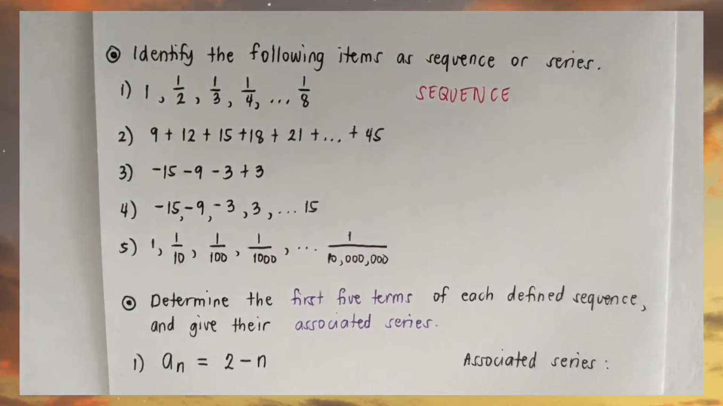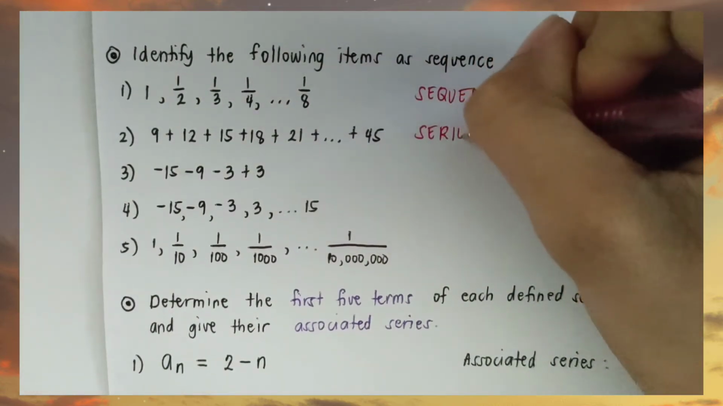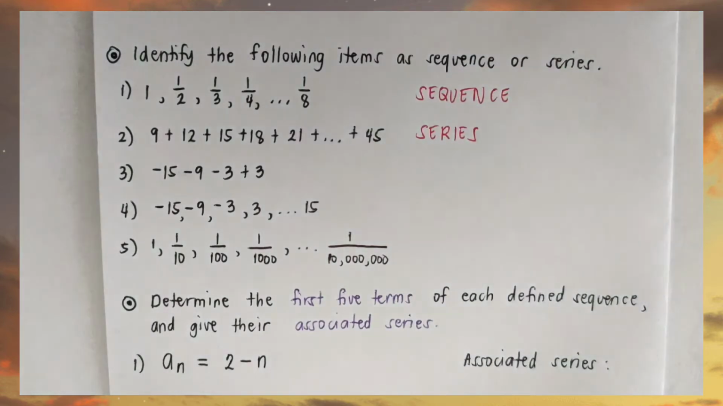How about number 2? 9 plus 12 plus 15 plus 18 plus 21 plus ... up to 45. Is it a sequence or a series? Very good. This is an example of a series. It is separated by positive signs. How about the third one?